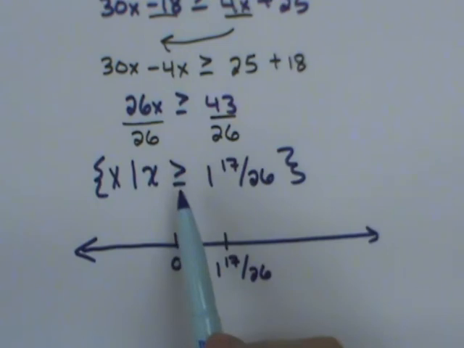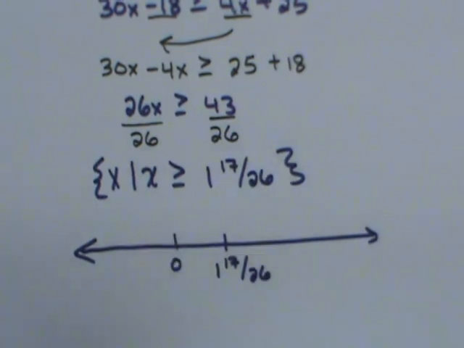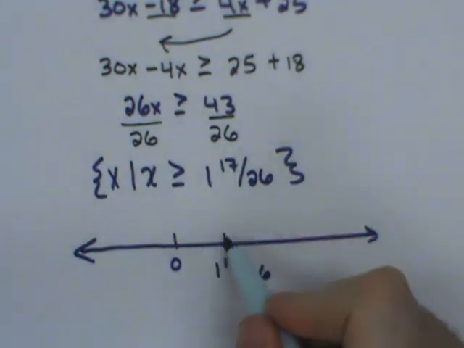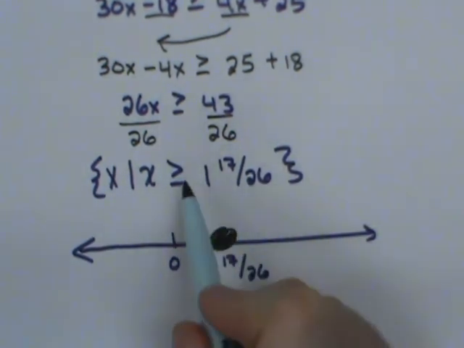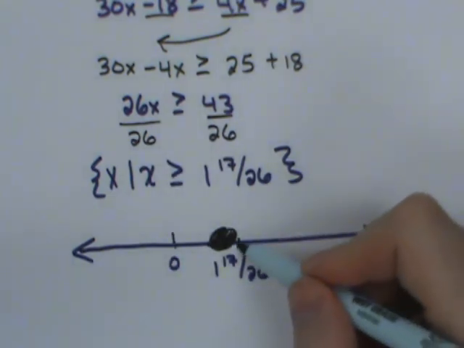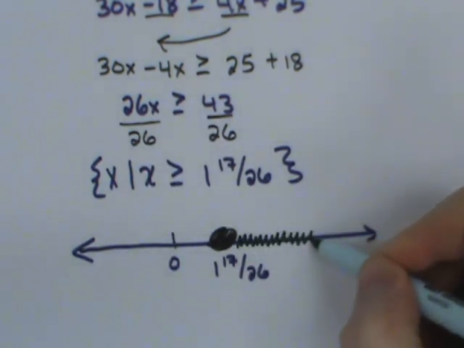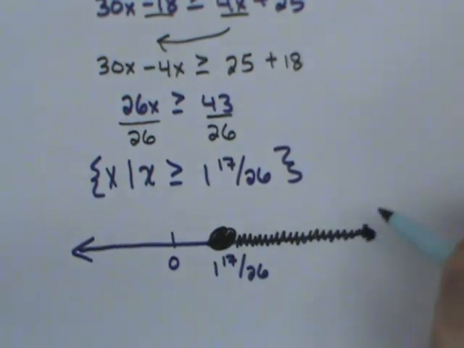Next step, decide if we need to have an open or a closed circle. Because we want this value, we will have a closed circle. It says we can include that value. And then it tells me what direction to shade. So I shade off to the right. Nothing could be simpler than that. This should be an easy set of homework for you.